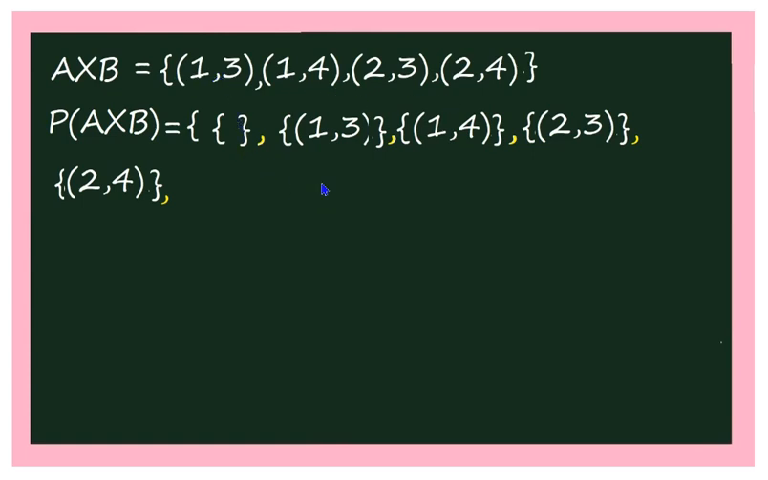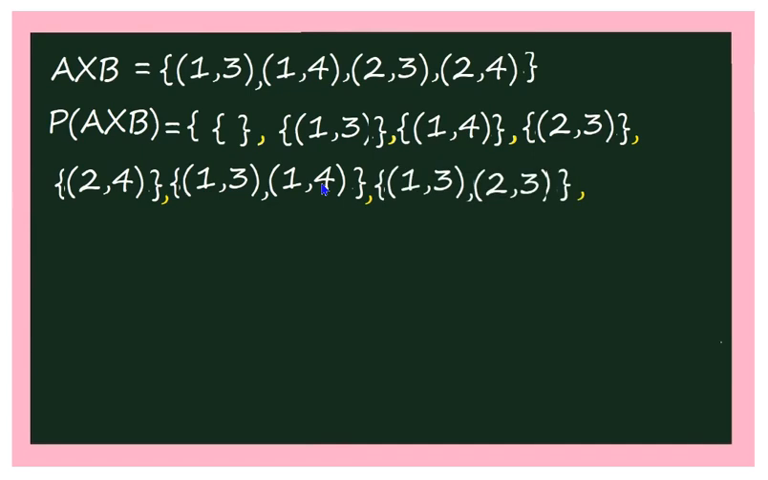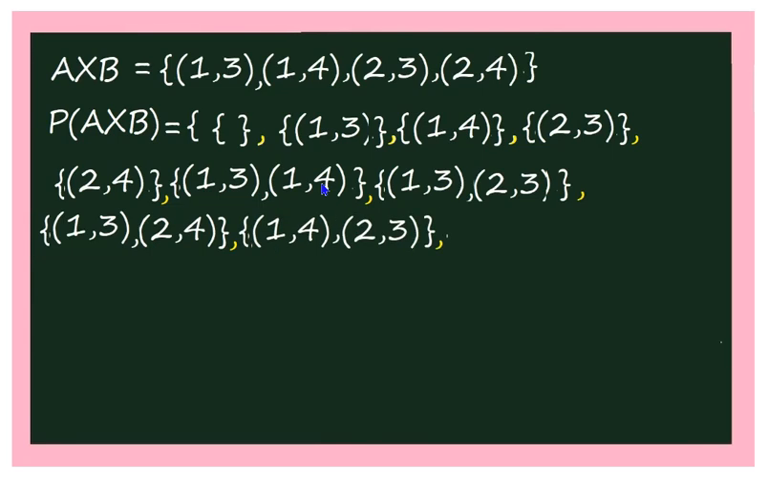And let us list like this: first element and second element, that is {1 comma 3, 1 comma 4}. First and third element {1 comma 3, 2 comma 3}. First and fourth element {1 comma 3, 2 comma 4}. Next, second and third element, that is {1 comma 4, 2 comma 3}. Second and fourth element {1 comma 4, 2 comma 4}.